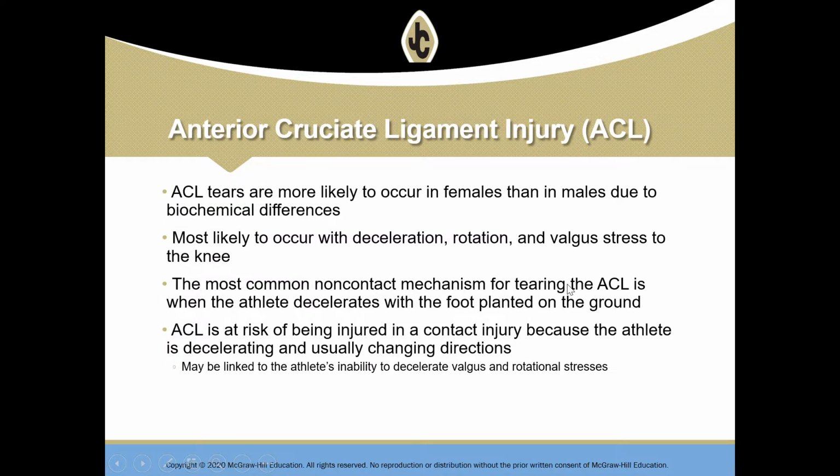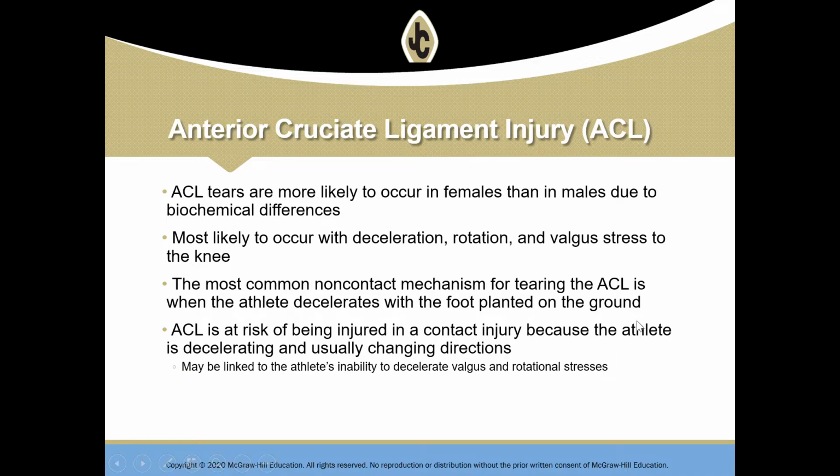ACL. So ACL tears are more likely to occur in females than in males due to biomechanical differences. There's a whole lot of research out there that talks about why women are more likely to get ACL tears than men. They talk a lot about hormones. It's also related to the biomechanics of females, wider hips in relation to their knees, and the notch where the ACL sits.